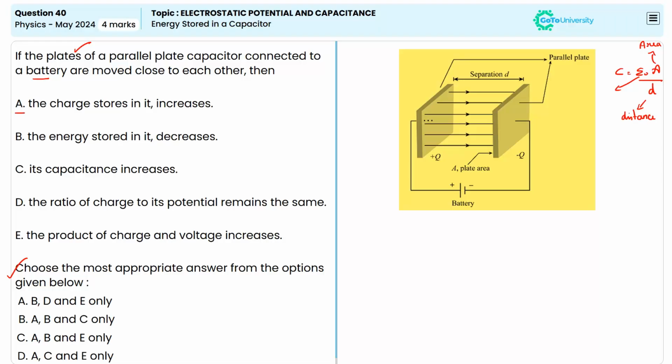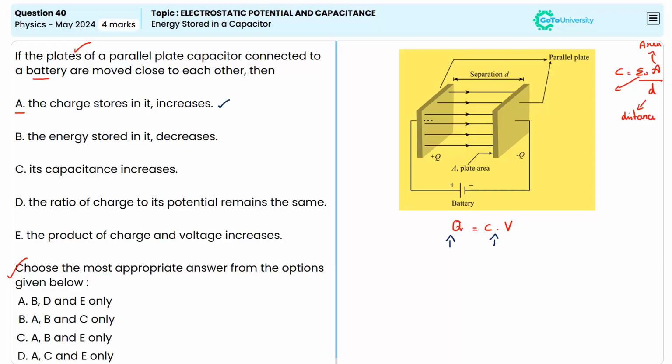Here, option A is given as the charge stored in it increases. It's known that the charge of a parallel plate capacitor can be calculated using the formula C dot V, where C is representing the capacitance, V is representing the voltage. Since the battery is connected, if the capacitance increases, of course, there will be an increase in the charge also. So here we can say option A given here is a correct statement.